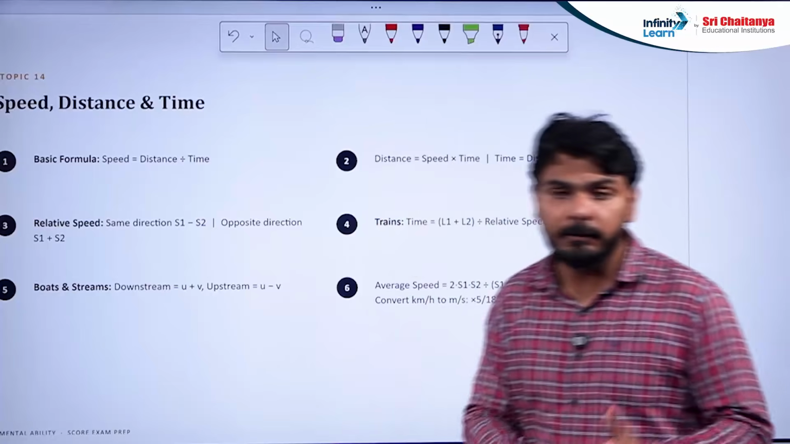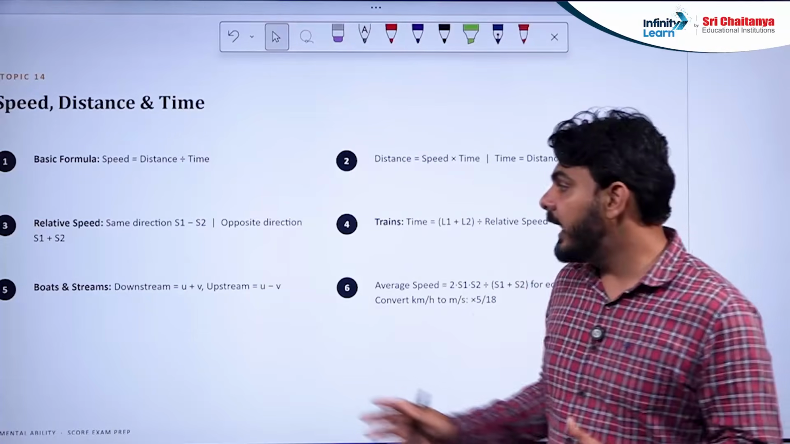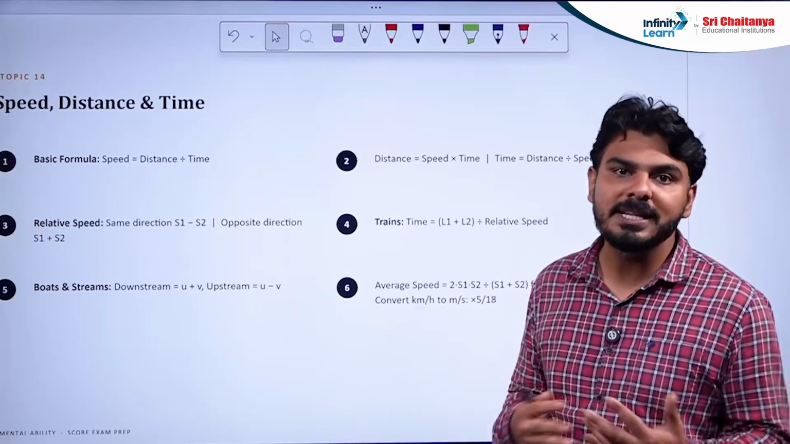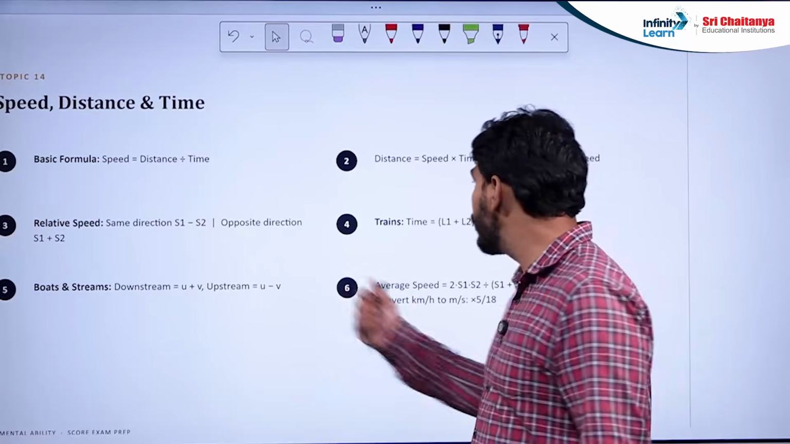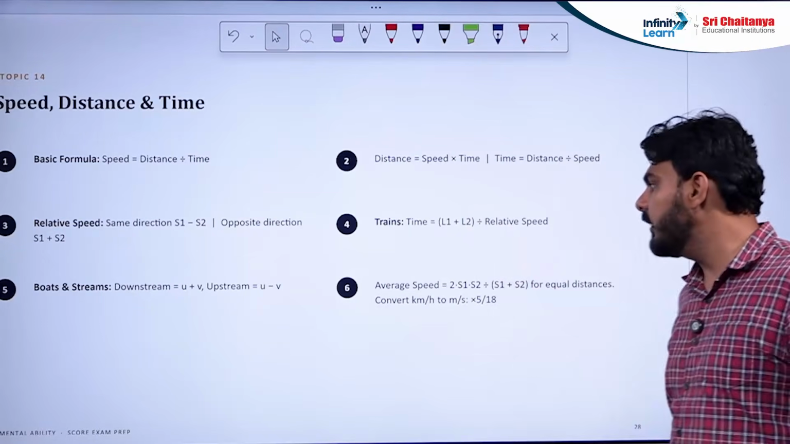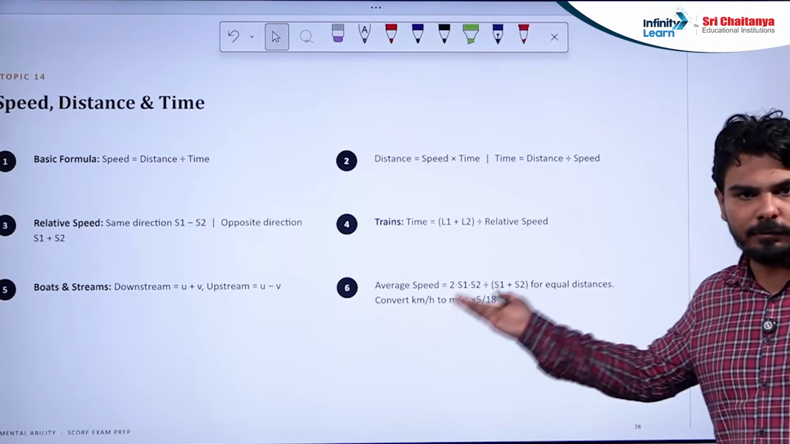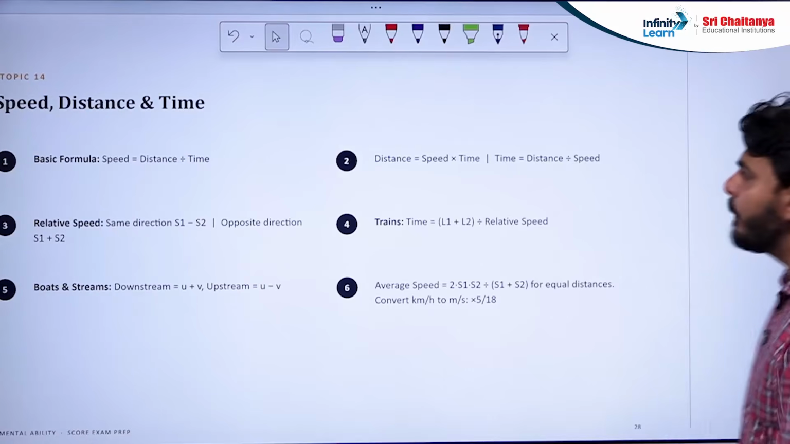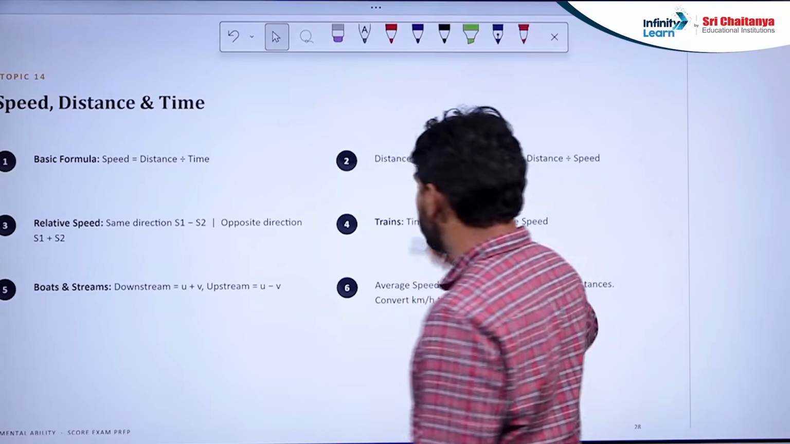The topics it will touch are boats and streams, and also problems based on trains. All of these topics will be helpful. Trains and the average speed formula or average speed concept can also come in the exam. So these are all the topics that we'll be covering. Let us now see what the next topic is.